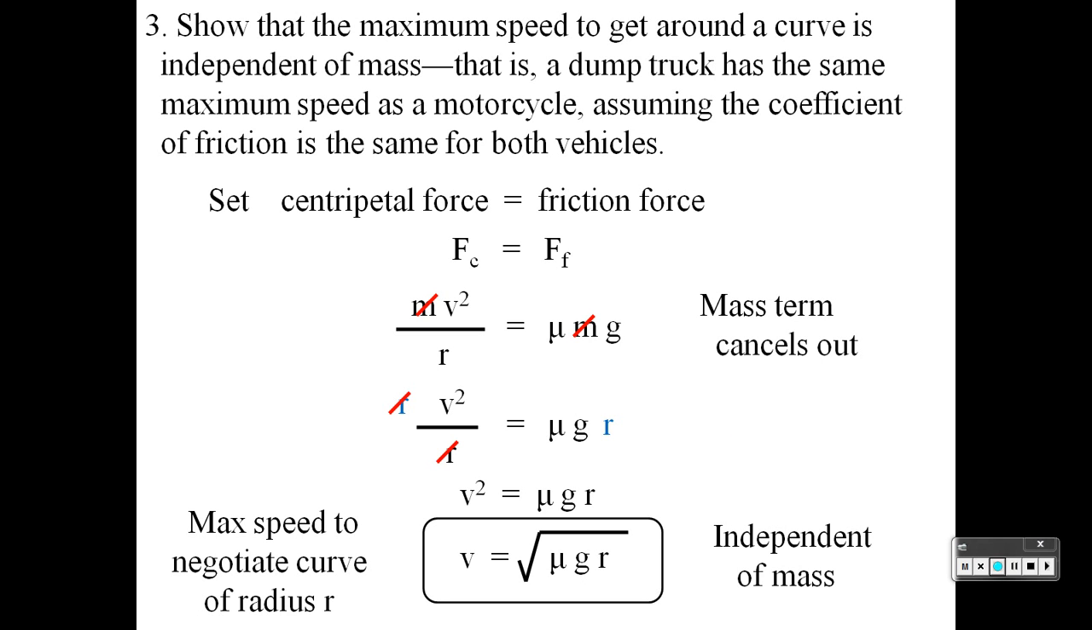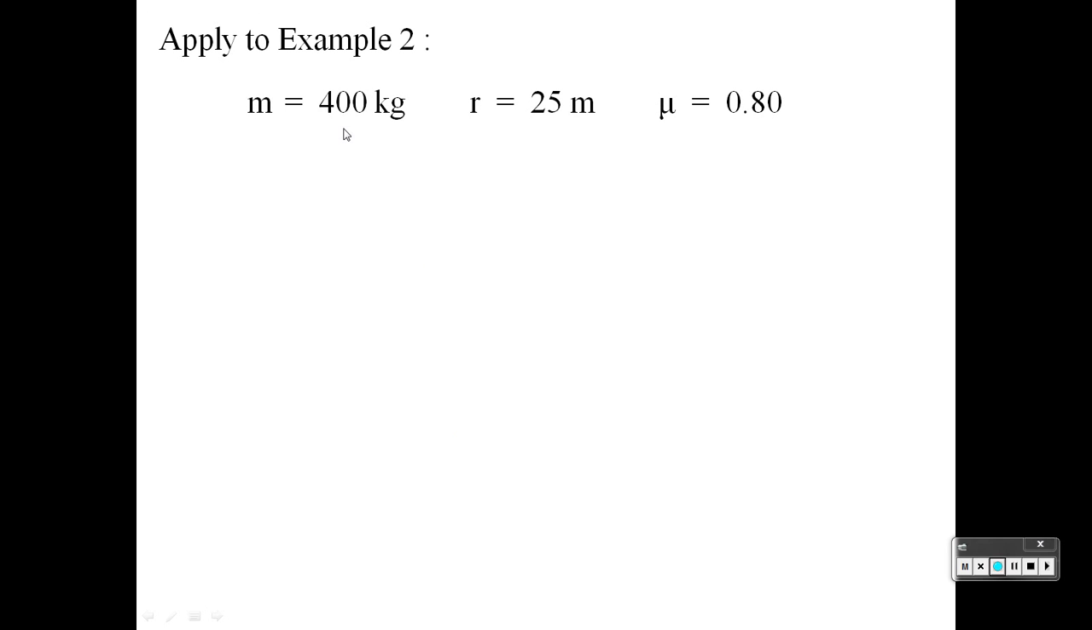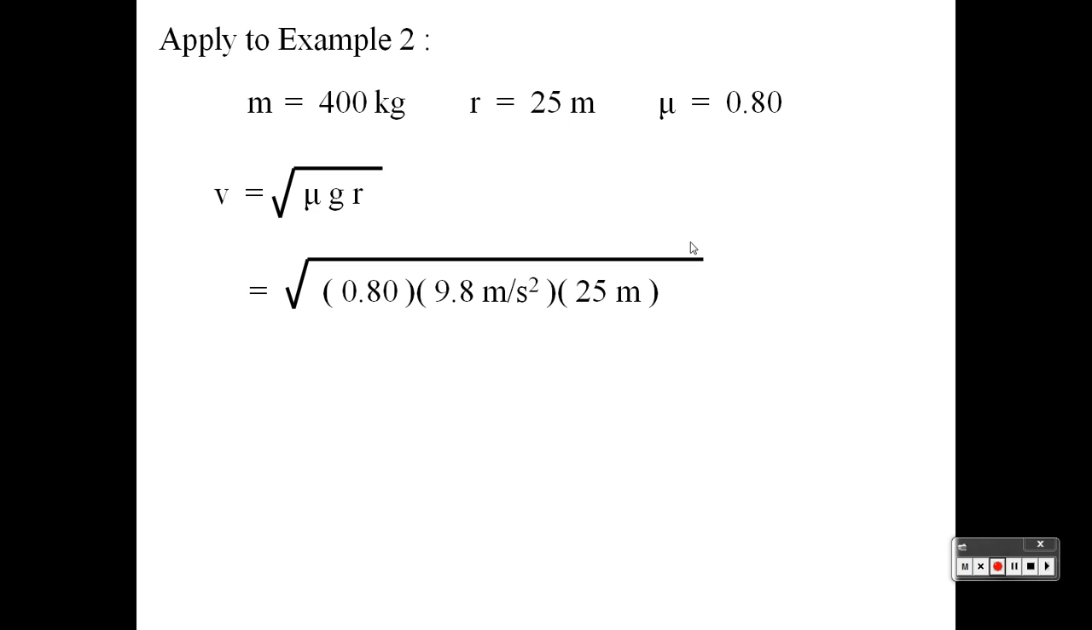Now we're going to apply this to example number 2, our motorcycle example. That was the mass, that was the radius of the curve, that was the coefficient of friction. So this is the maximum speed to get around. We can plug our numbers in, and I invite you to pause, crank this out, and you'll get 14 meters per second, just like before.